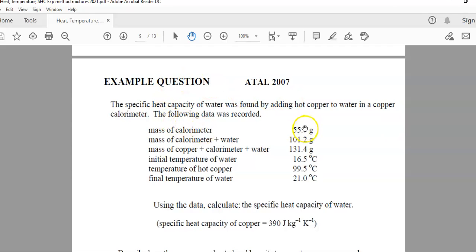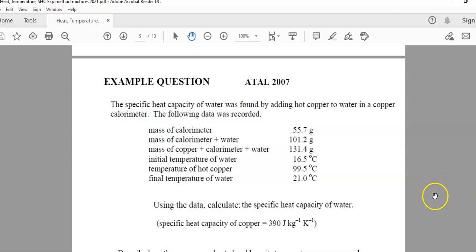Mass of calorimeter plus water, subtract those 2, you've got the mass of your water. Mass of calorimeter plus water and mass of calorimeter plus water plus copper. By subtraction there, you can also get the mass of your copper. The initial temperature of the water was 16.5 degrees. You added the hot copper, the temperature went up to 21 degrees. So we can work out the rising temperature of the water in the calorimeter, and that would be the same as the rising temperature of the calorimeter. The hot copper went down from 99.5 degrees down to 21 degrees, so you can work out the drop in temperature of the hot copper.